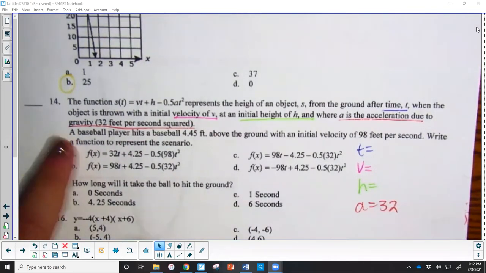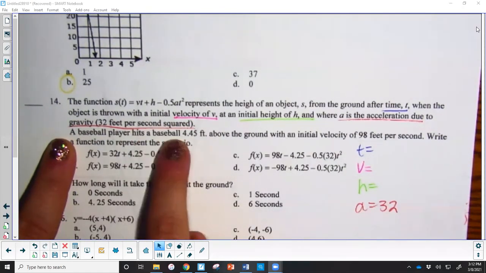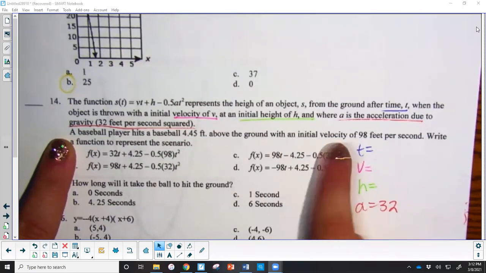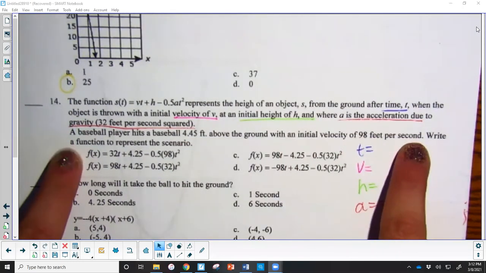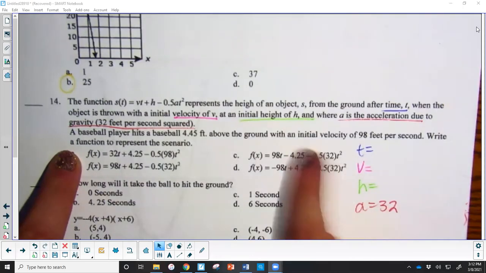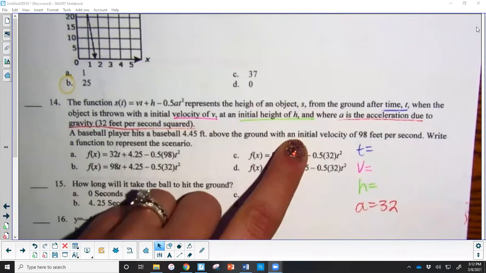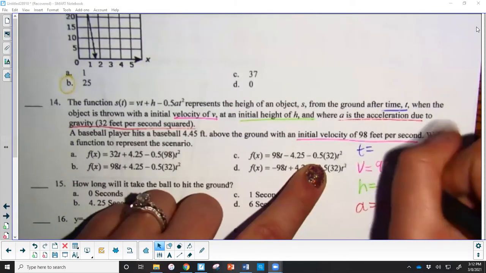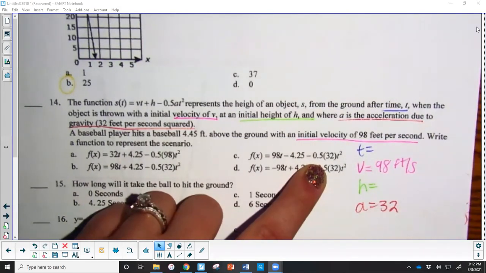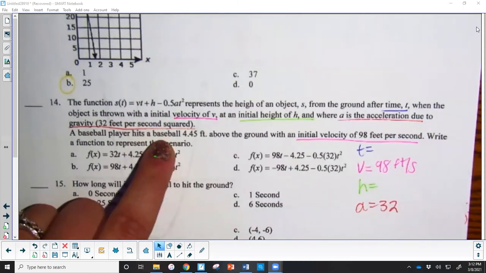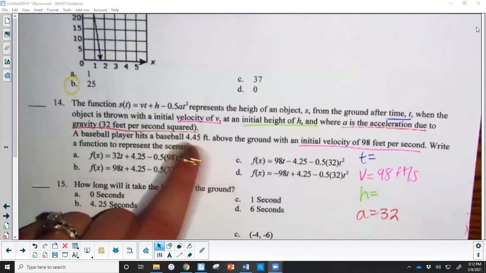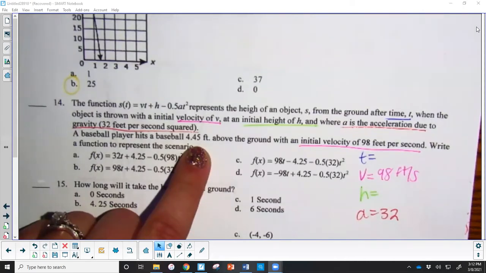All right, now let's read the next one. A baseball player hits a baseball 4.45 feet above the ground with an initial value of 98 feet per second. Write a function for the scenario. So initial velocity, that sounds very familiar to V. There's that one, 98 feet per second. And then a player hits a baseball 4.45 feet above the ground. So feet above the ground, that's going to be height.